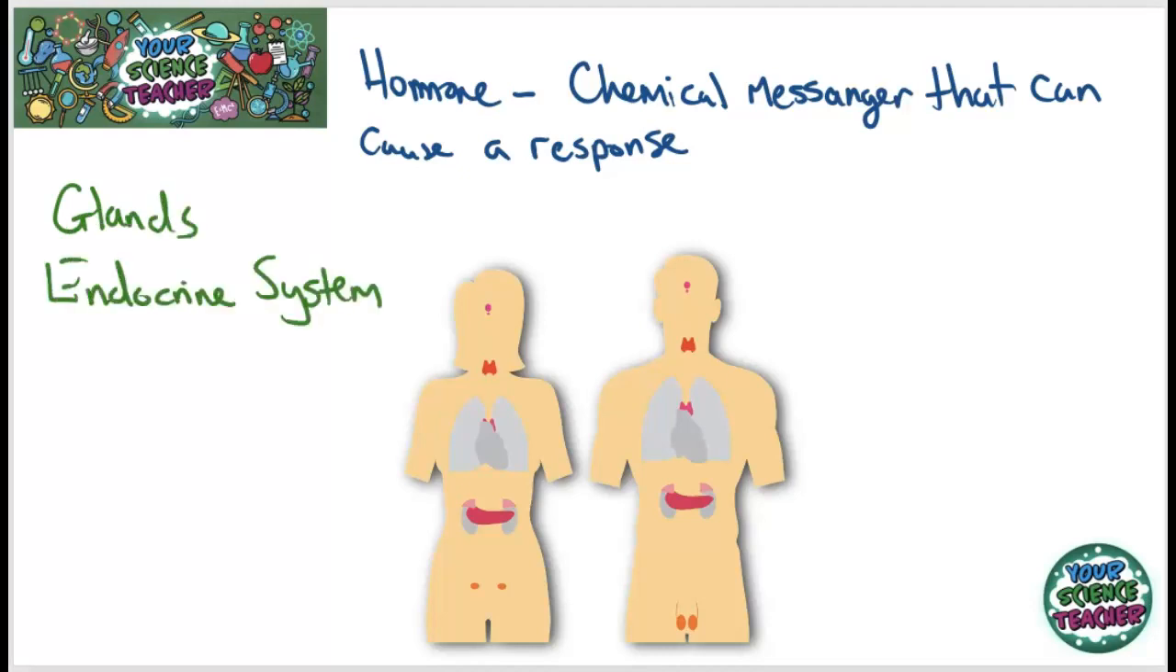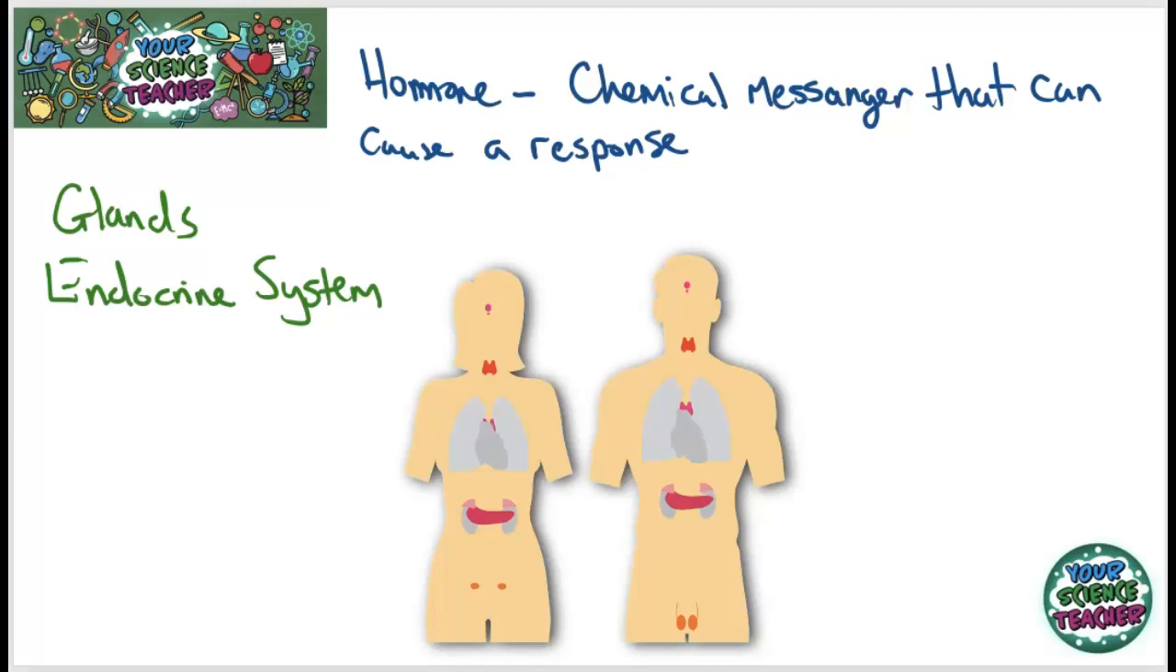Now, you can see that on this screen, I have two dummies with all of the glands that you need to know for your GCSE shown. The reason why I have a biologically male one and a biological female one is because some of the glands start to become a bit different as we look at reproductive glands.